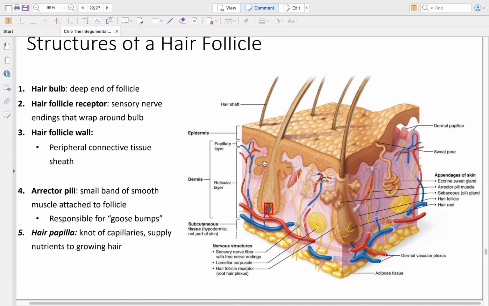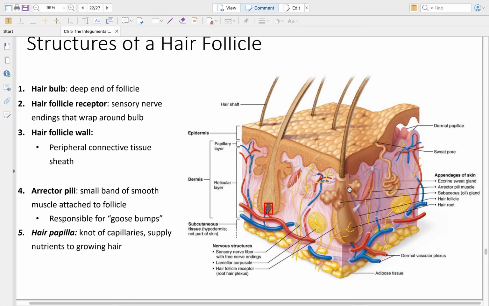We technically have a hair follicle wall. I'm not really too concerned about the hair follicle wall and that angle of it. I'm more concerned about the actual hair follicle receptor, the erector pili muscle responsible for contracting and for goosebumps, and of course the hair papilla, the knot of capillaries that supply nutrients to the hair.